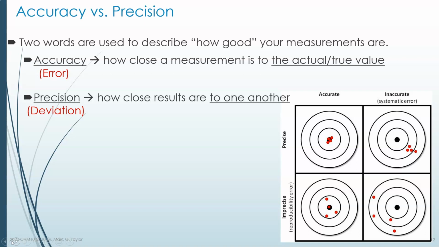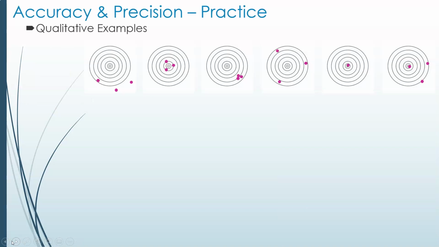They're fairly spread out. And if we look at the bottom right, there we have low accuracy, none of them are near the bullseye, and low precision, they're not close to one another. So remember, for accuracy, you need a true value and you need to be close to it. For precision, you need to be next to each other, which means you need more than one measurement.